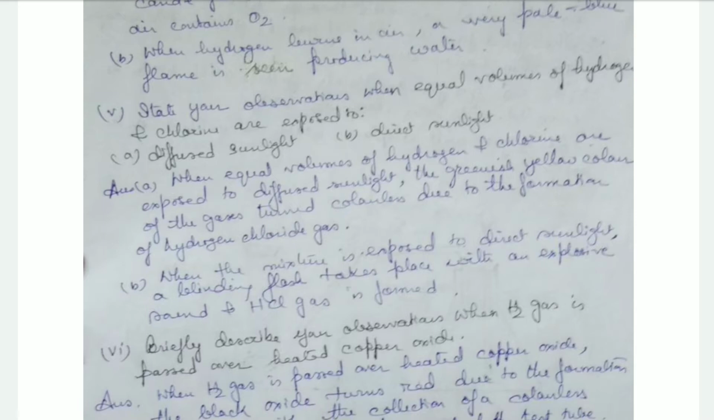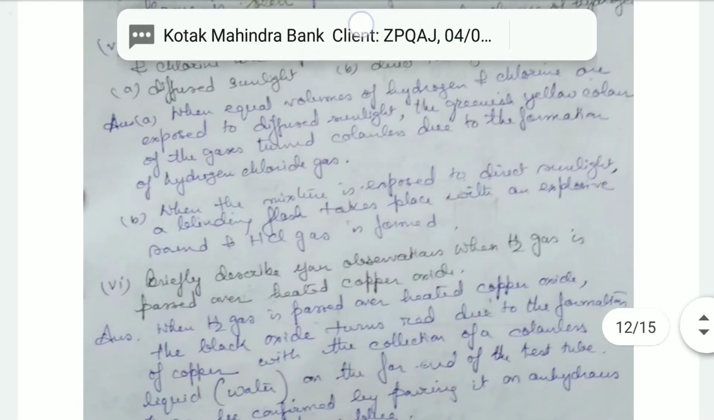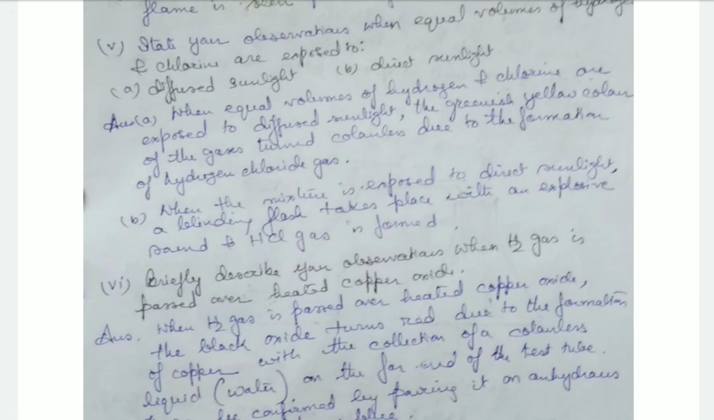And when it is exposed to direct sunlight, then what happens? A blinding flash takes place, a bright flash with an explosive sound, with the formation of HCl gas. So when it is exposed to direct sunlight, a blinding flash takes place with an explosive sound, with the formation of hydrogen chloride gas.